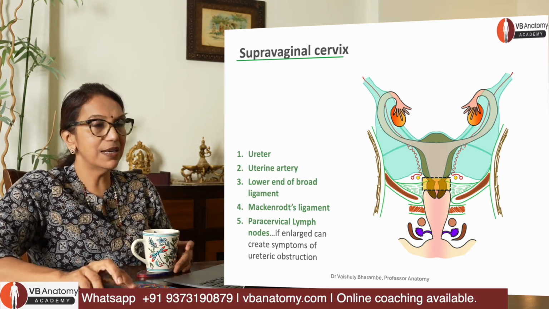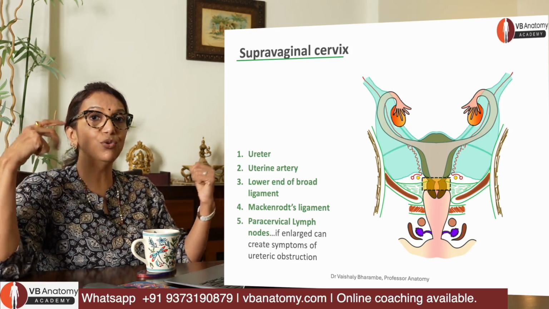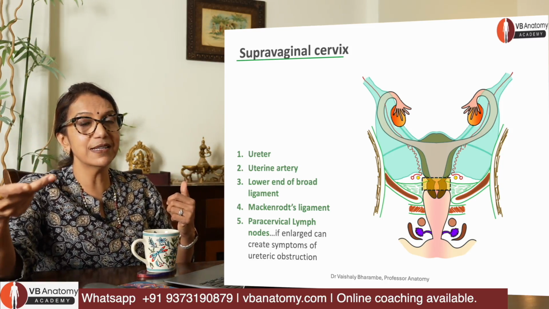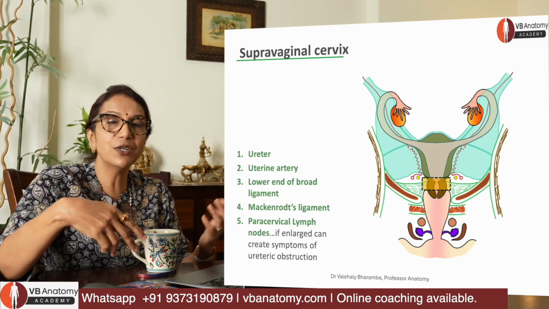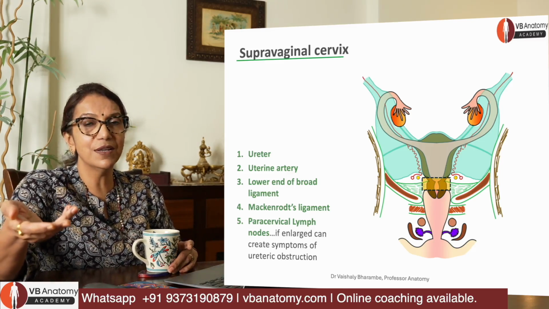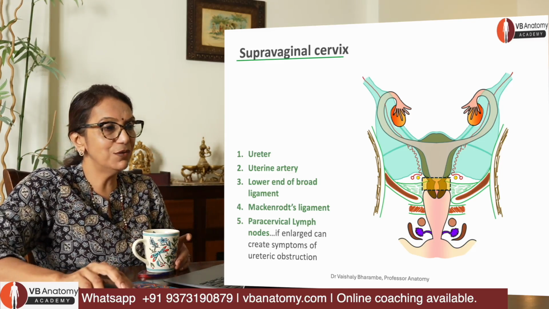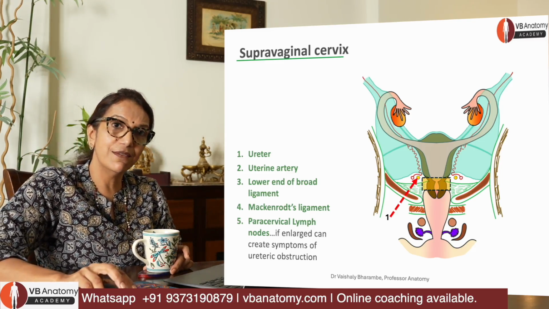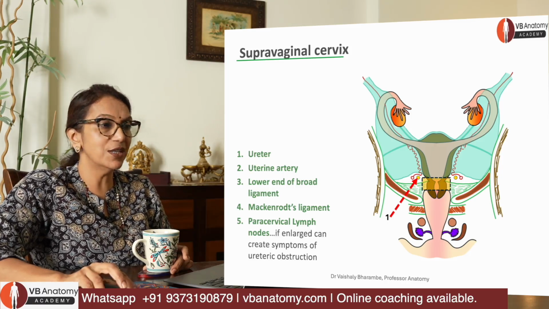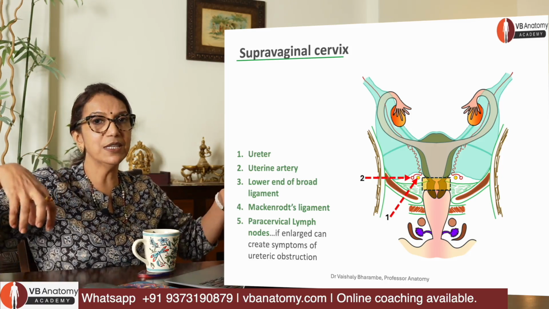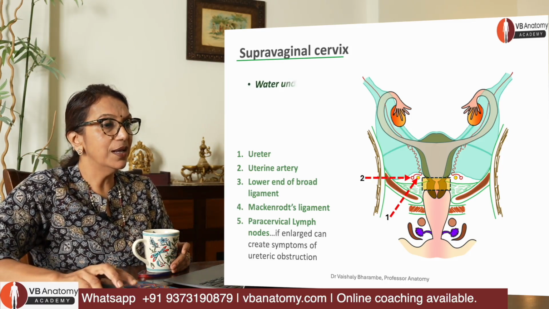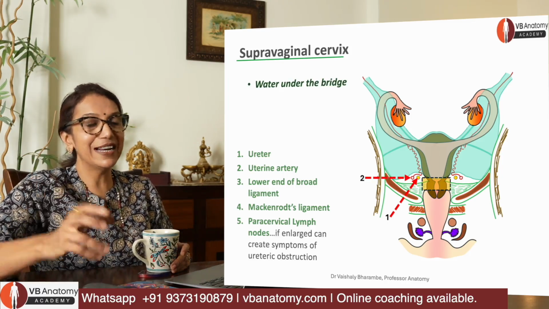As you can see, it's related on the side to two important structures. We've already discussed that. Maybe I don't have to mention it and maybe you can say it yourself. Artery arching over the ureter, right? So which artery? Uterine. Which tubular structure? Ureter. They'll be present on either side, okay. So yes, water under the bridge.